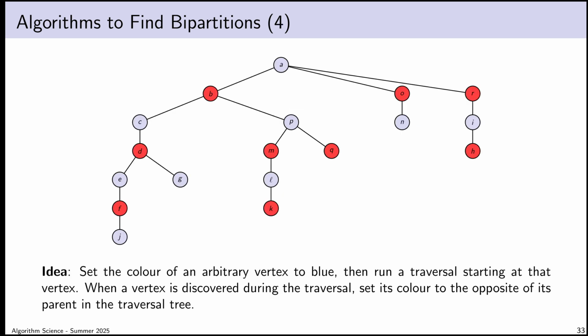So here's an idea. Start by setting the color of any vertex to blue, or whatever. You can use red if you want. Just choose a color for some arbitrary vertex. Then run a traversal starting at that vertex. It doesn't matter if it's DFS or BFS. All we care about is reaching all of the vertices that are reachable from the starting point. We don't care about the structure of the resulting traversal tree.